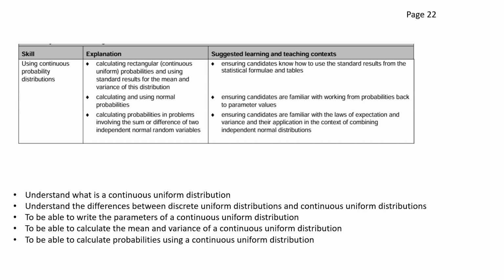By the end of this lesson, you should know what a continuous uniform distribution is. You should know the differences between it and a discrete uniform distribution. You should be able to write the parameters of the continuous uniform distribution. You should be able to calculate the mean, variance, and calculate probabilities using a continuous uniform distribution.